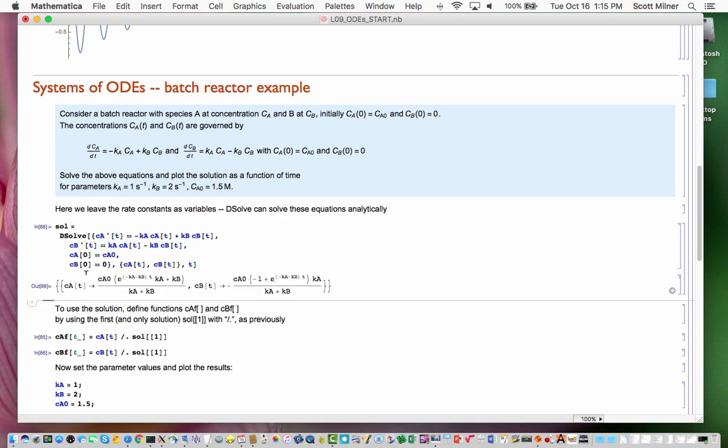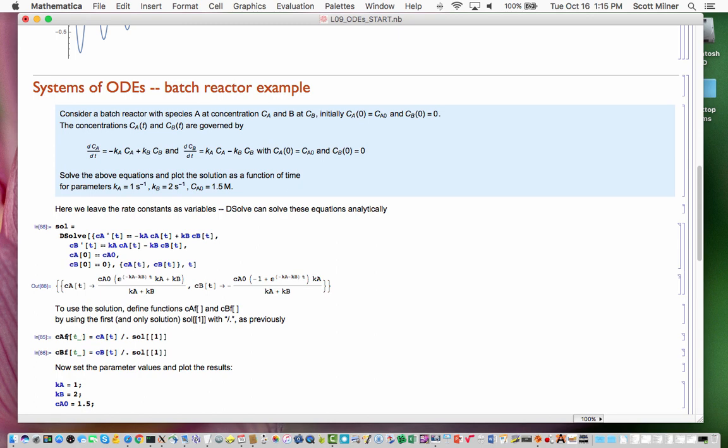So when I solve that, I get a list of solutions, of which there's only one, and the solution is itself a list of substitution rules. Now there are two substitution rules because there are two things that I solve for. If I want to use that solution, which I've saved in a variable sol, then I use it in exactly the same way as before to define two functions, CA function of t and CB function. That's what the little f is for.